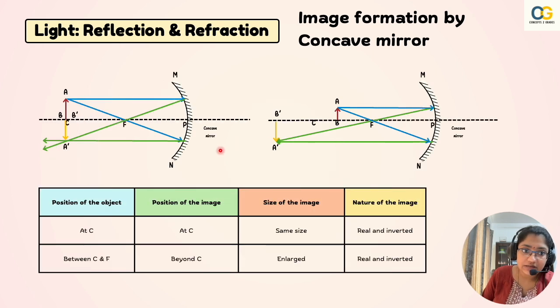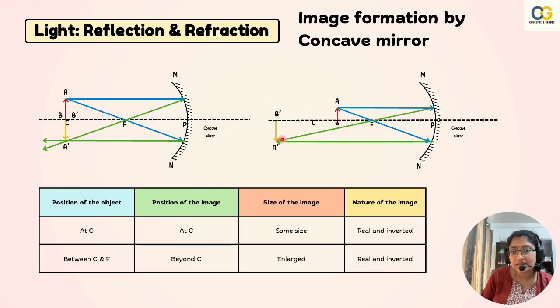Next, I bring the object further closer to C, then my image will also be at C and the size is the same. It is exactly the same size as that of the object and the nature of the image is real and inverted. This case is asked mostly in numericals, in terms of saying that the object was placed at a position where the image was the same size or the magnification of the image was -1. All these are indications that the object was placed at C and the image will also be at C.